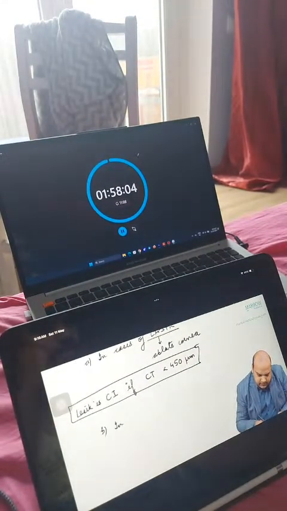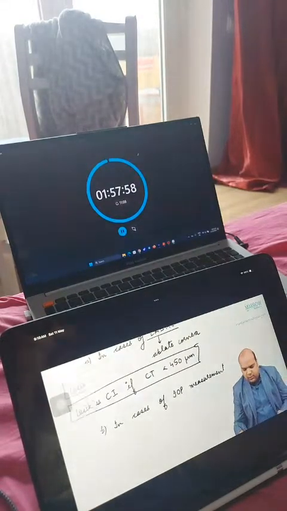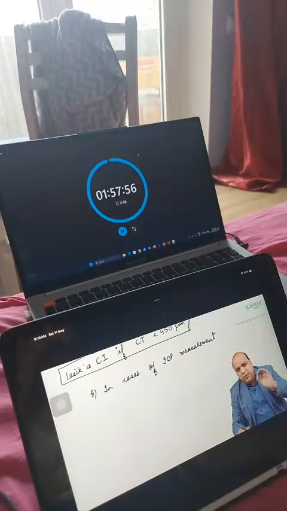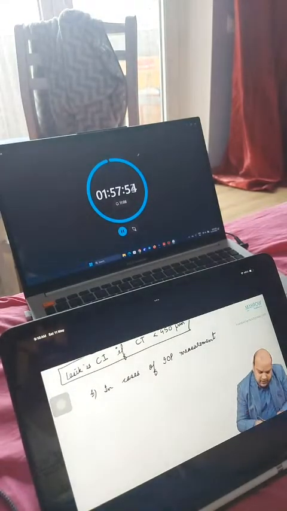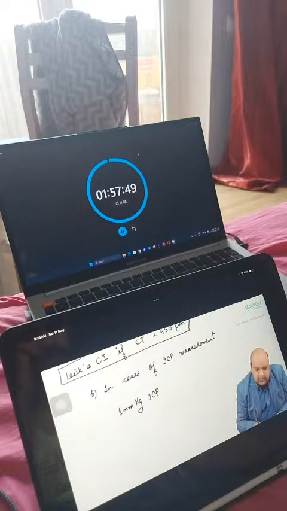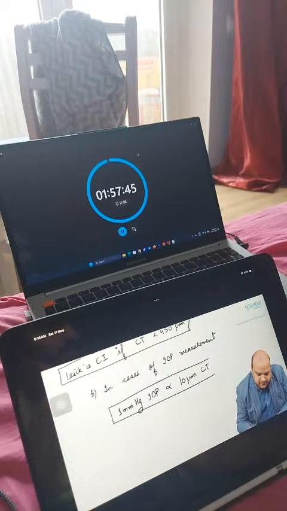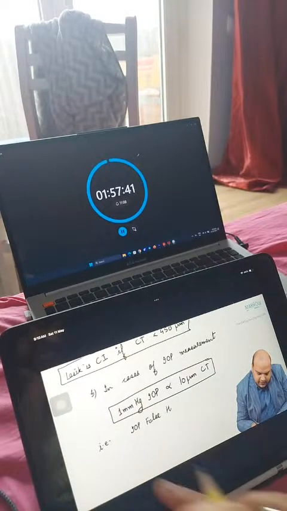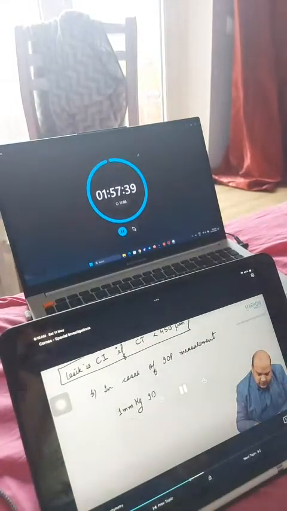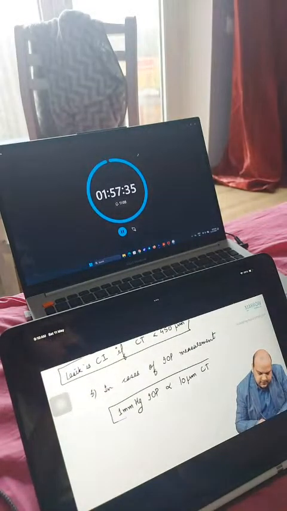Secondly, in cases of IOP measurement, when you are getting a borderline IOP, high or low, everybody, yes, then you need to think about the corneal thickness. Why, everybody? Because as we should know, 1 mm Hg IOP is directly proportional to 10 micron corneal thickness.